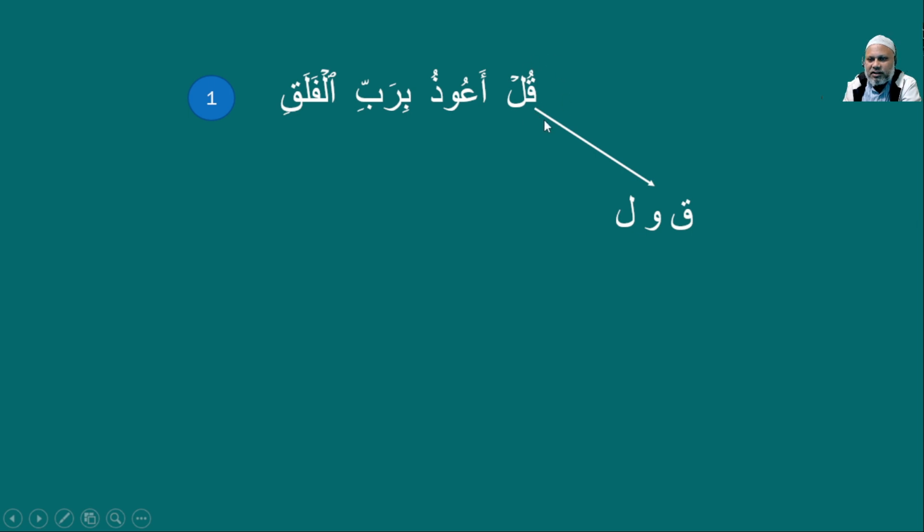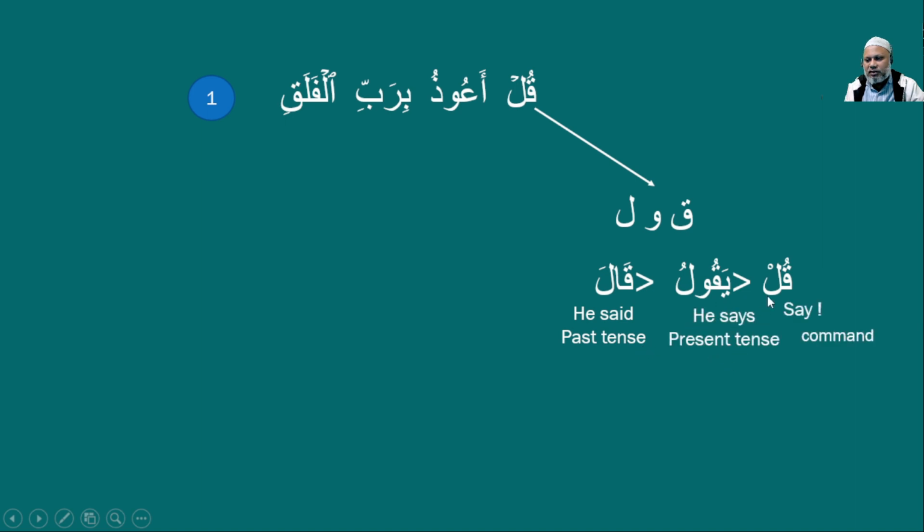We have to find out which 3 root letters have been used to form the word Qul. So this is the 3 root letters. With these 3 root letters we can conjugate like this: Qala yaqulu Qul. Qala means the past tense, he said, and yaqulu is present tense, he says, and Qul is the imperative form of the verb, meaning say. So Qul means say.